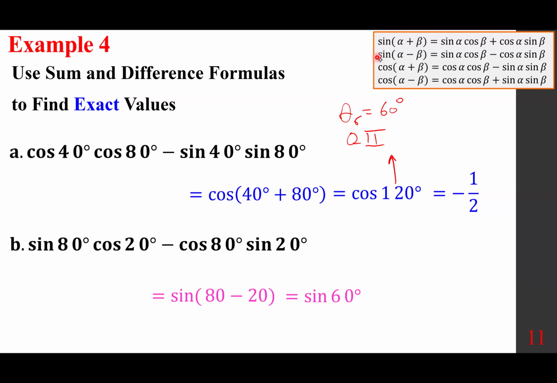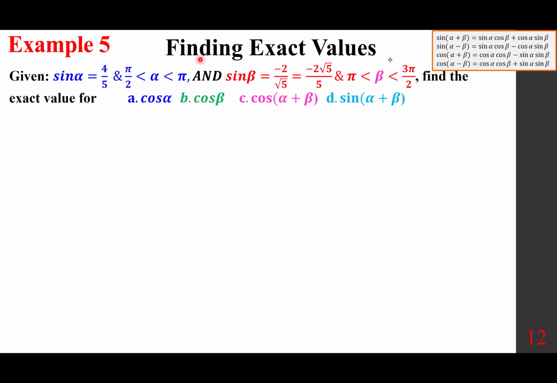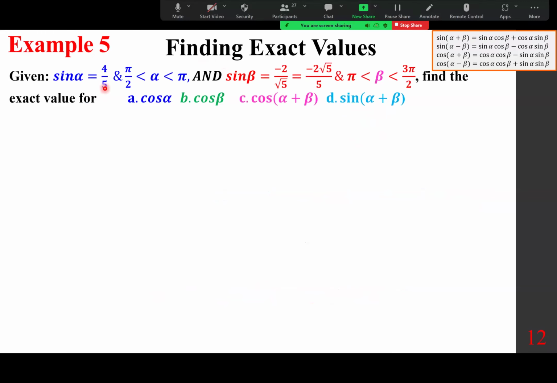All right, we are going to move on. Square root of 3 over 2. We should be comfortable with common arcs and their trigonometric values. Finding exact values, given sine of alpha is 4 over 5 and alpha is between pi over 2 and pi.